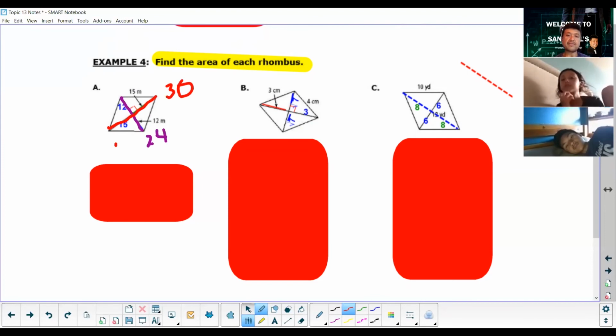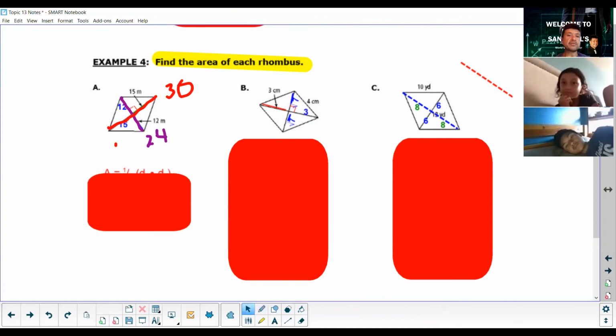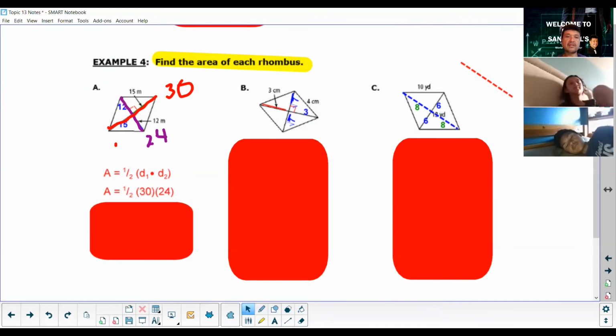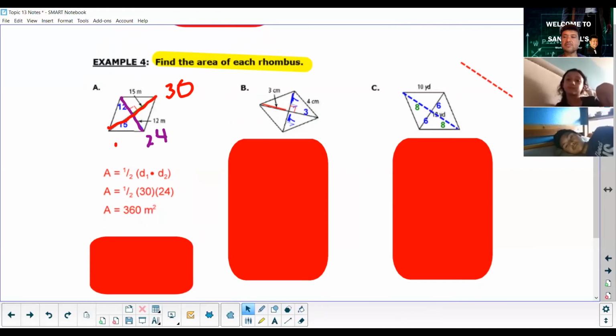And one of the things that we're able to guarantee is that the equation stays the same for rhombus. So you got 30 and 24. So as a result, we get 360. All right, so let's lead us through the next one.